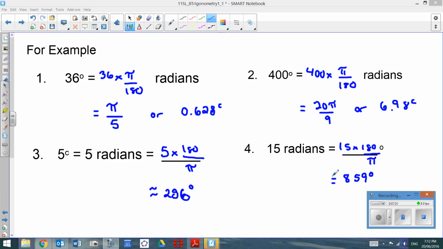So just think about number 3 and 4, 5 radians. You would be pretty close to coming back around to a full circle. So 286 degrees, you'd be down in the 4th quadrant. 15 radians, you'd have to go around your circle several times to get to about 859 degrees.